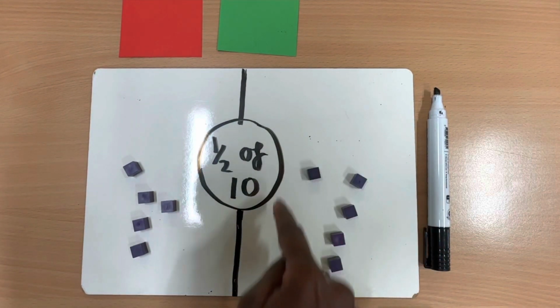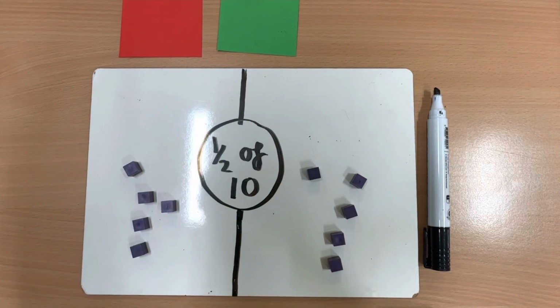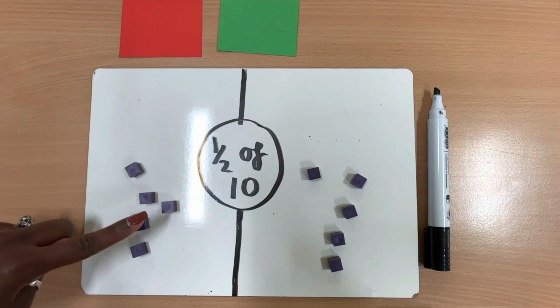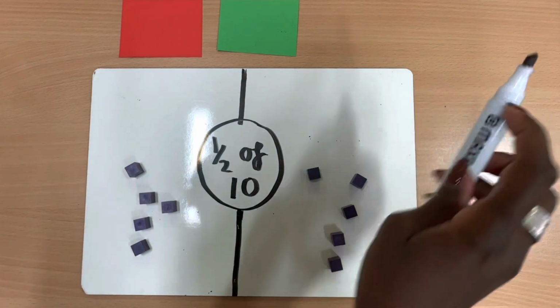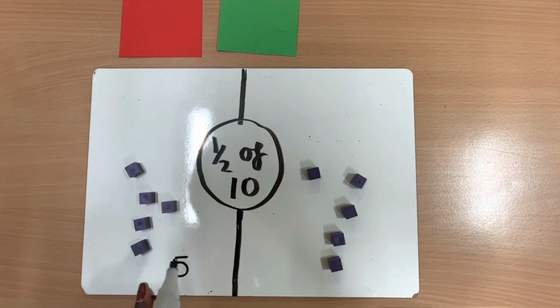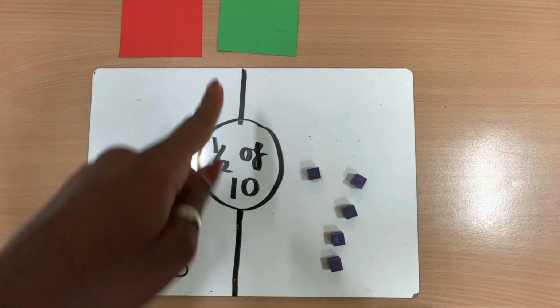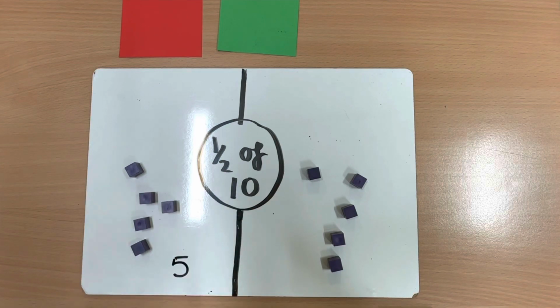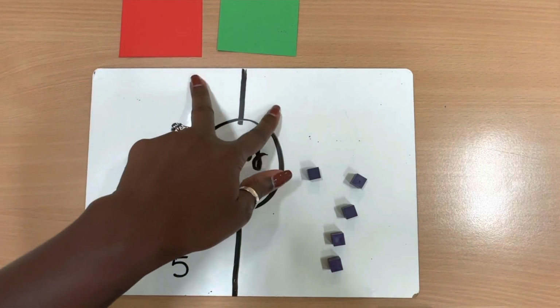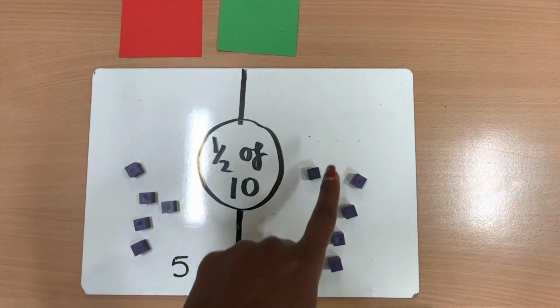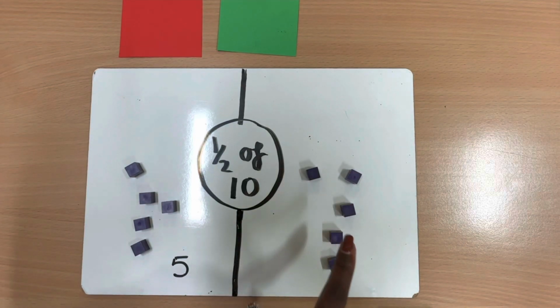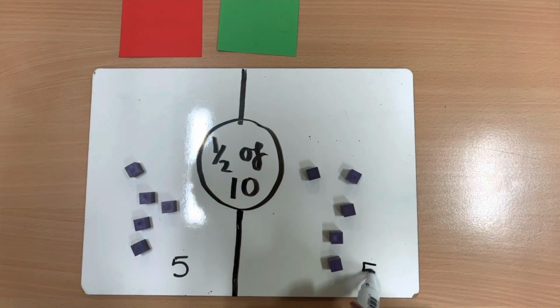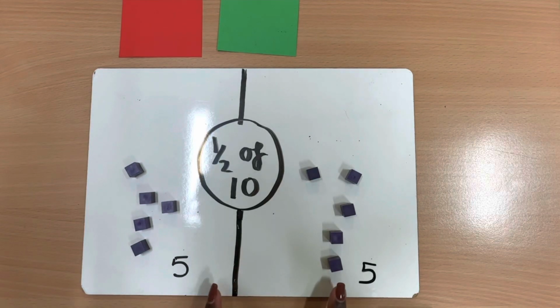Do I have the same amount in this group, and do I have the same amount in this group as well? So let's count. 1, 2, 3, 4, 5. I've got 5 here, and let me check here. Remember, half of an amount means it needs to be in two equal groups. So 1, 2, 3, 4, 5. So I've got two equal amounts of 5.